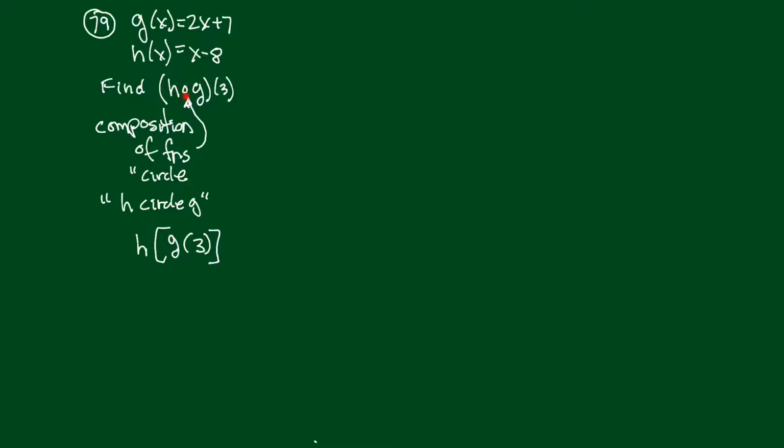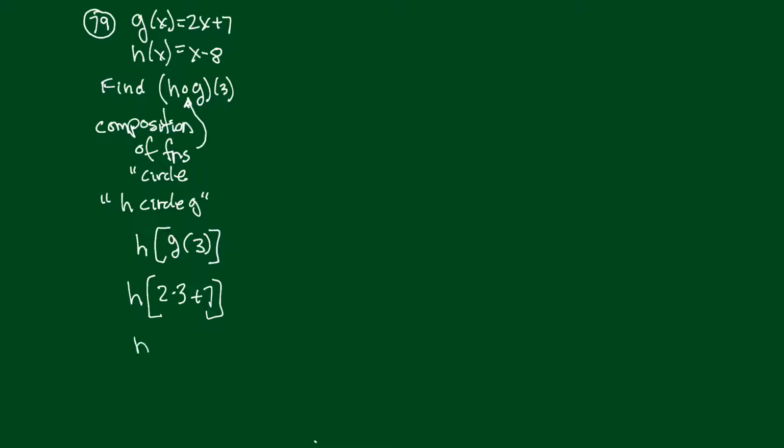You might read it like this: h, kind of an o, it's a circle but I'll read it as an o for "of." H of g, h of g of 3. Now, what do you do with the 3? You process the 3 with the g rule. Locate g way up here and replace all the x's with 3. Bring everything straight down: h of 2 times 3 plus 7.